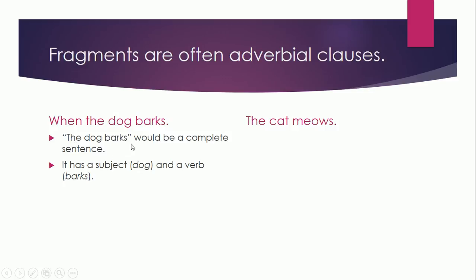The dog barks could be a complete sentence. It's got the subject, dog. It's got the verb, the predicate, barks. The word when is what makes it incomplete. So it's a little ironic. We think of fragments as being too short to be sentences. Well, actually, we added a word, when, and now it's too long to be a complete sentence. Or it makes it a dependent clause. This clause is now dependent on this independent clause. This one can stand alone.